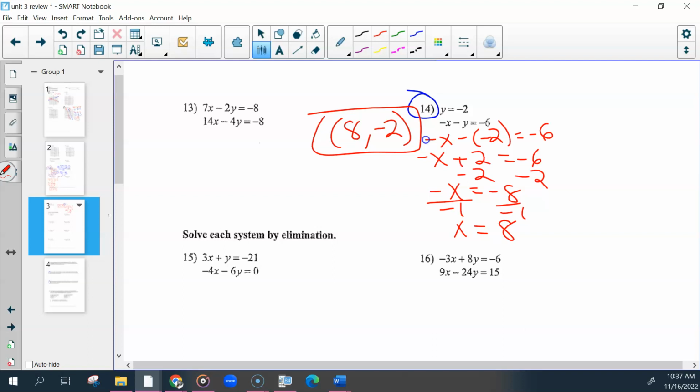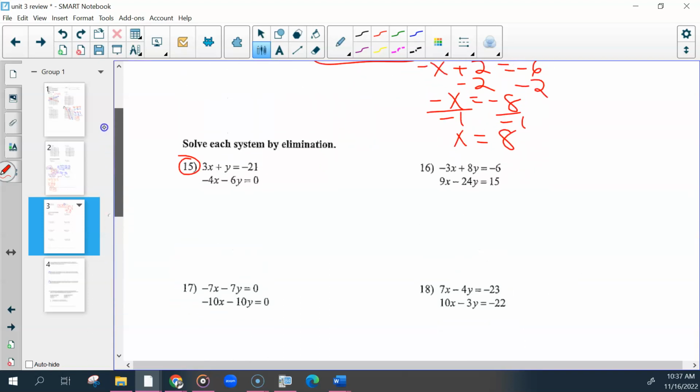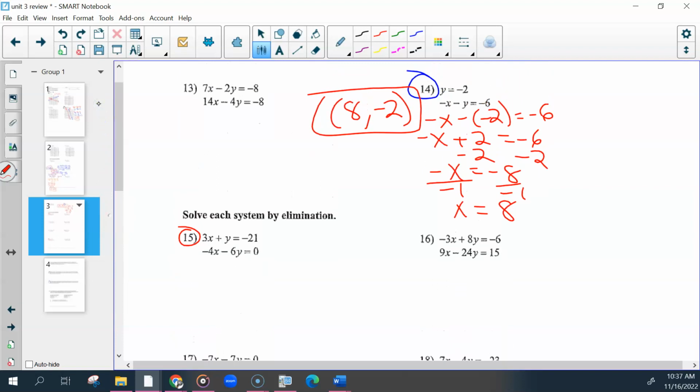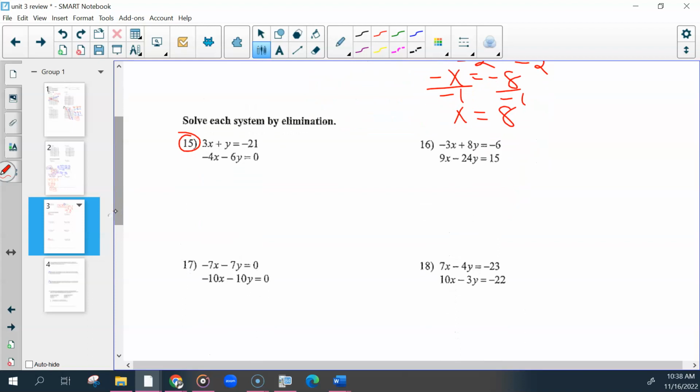15. Okay. So again, if you're asked to be solving by elimination, you shouldn't be solving by substitution, even if you see something that would be nice as substitution. So for elimination, the rules change. Think about your different rules.